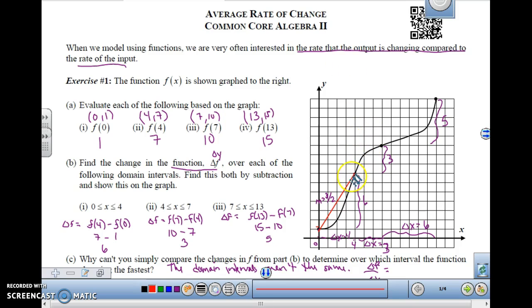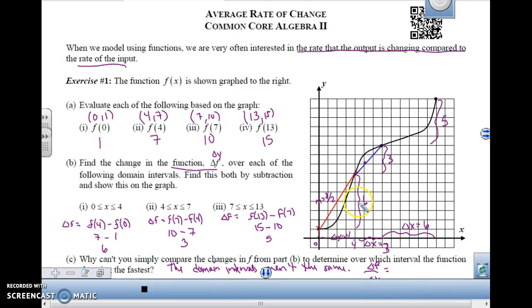Now if you connect the next one, let me do a different color so you can see it. These two right here, delta y over delta x is 1, 2, 3 up, 1, 2, 3 over, so that's 3 over 3, which is 1. So it's up 1 over 1, you can see like that.